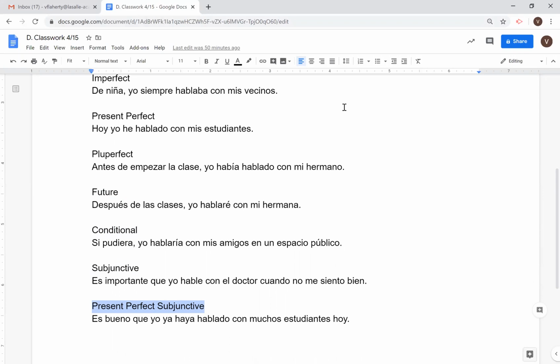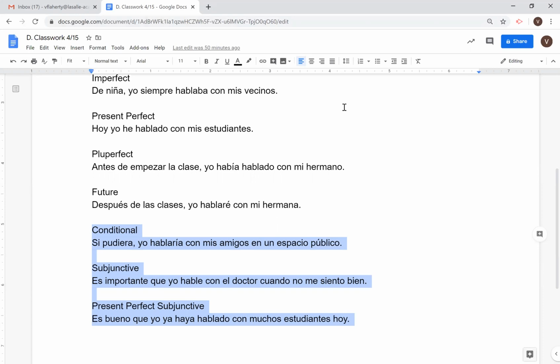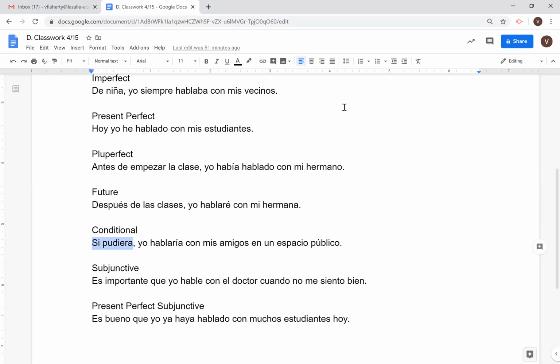So for the last three, you not only need to give a time, or actually, sometimes you need to give a time, but you need to give a conditional phrase. So a, what are we calling them? An impersonal expression. So in the conditional, I would use this one, si pudiera. Si pudiera means if I were able to. My sentence says, if I were able to, I would speak with my friends in a public space. Right? If I were able to. So if I were you, I would also use if I were able to.